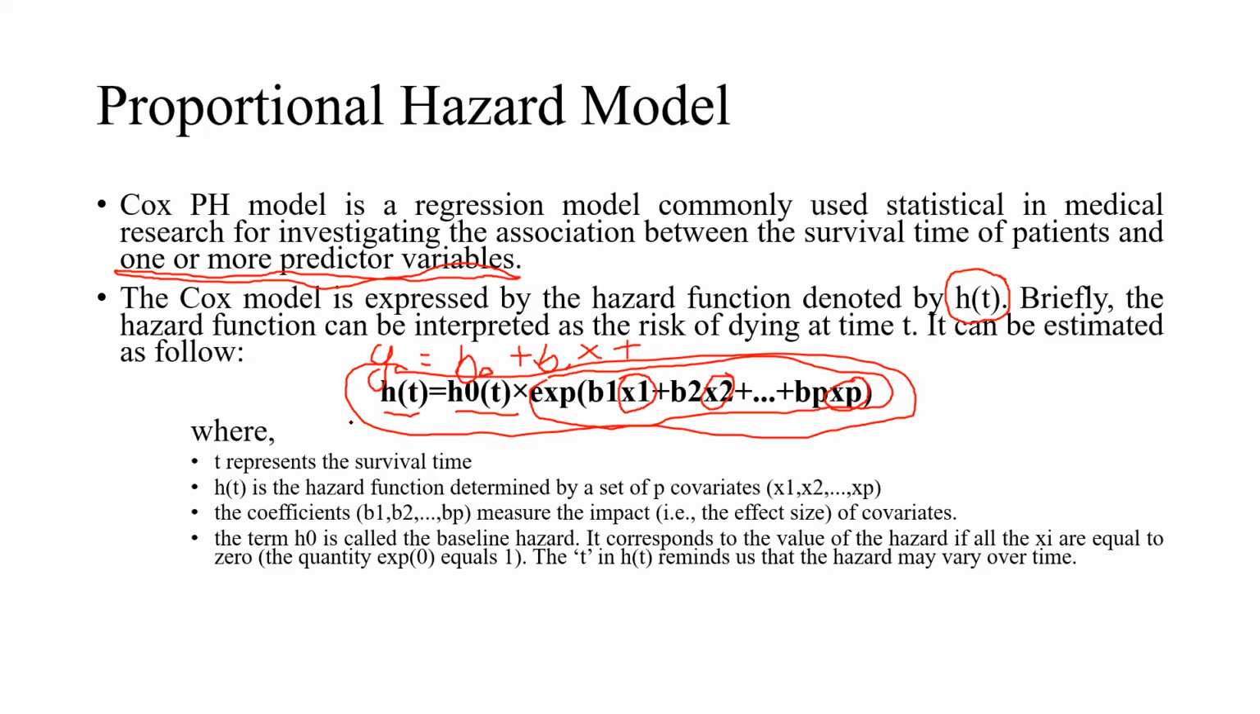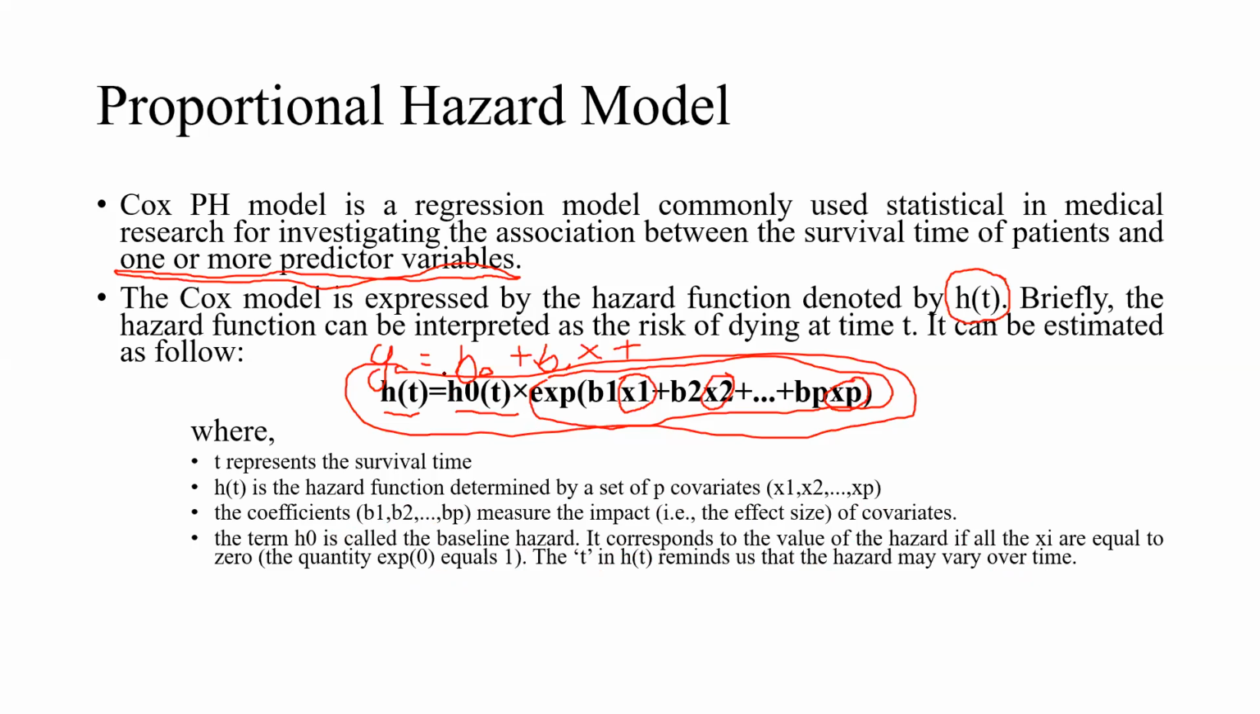So in this equation, t represents the survival time, and h of t represents the hazard function determined by a set of p covariates x1, x2, etc., xp. The coefficients beta 1, beta 2, etc., beta p measure the impact or effect size of these covariates, and the term h naught is called the baseline hazard, corresponding to the value of the hazard if all xi's are equal to 0. The quantity exp(0) equals 1, so h of t remains as the hazard, which may vary over time.